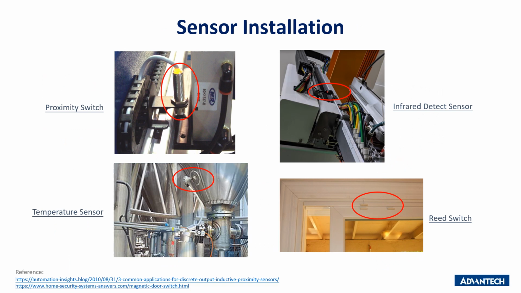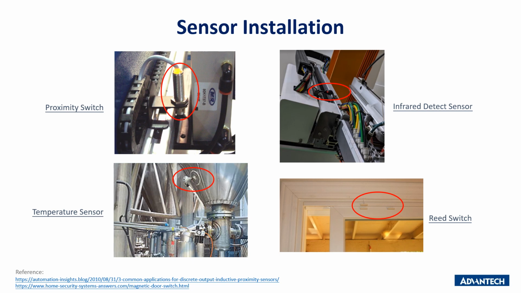Here are some real cases of sensor installation. The proximity switch and infrared detect sensor will be installed on the mechanism slide rail, in order to remind the user that it has reached the limit of the mechanism stroke. In the factory, there are also analog sensors like the temperature sensor. As in the lower left picture, the temperature sensor is used to measure the tank's temperature.